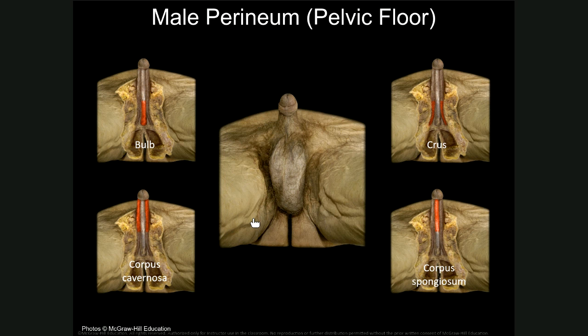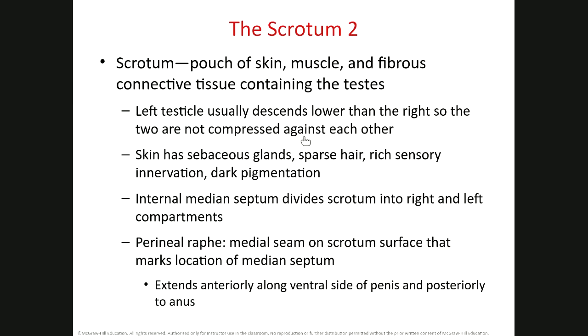The scrotum is a pouch of skin, muscle, and fibrous connective tissue where the testis is found. Remember that the left testicle is usually lower than the right. The left is lower than the right, so they will not compress each other. If they are at the same level, we will have a problem. You will always see male patients in a bad mood, and always in pain. So thank the good Lord that one is lower than the other.